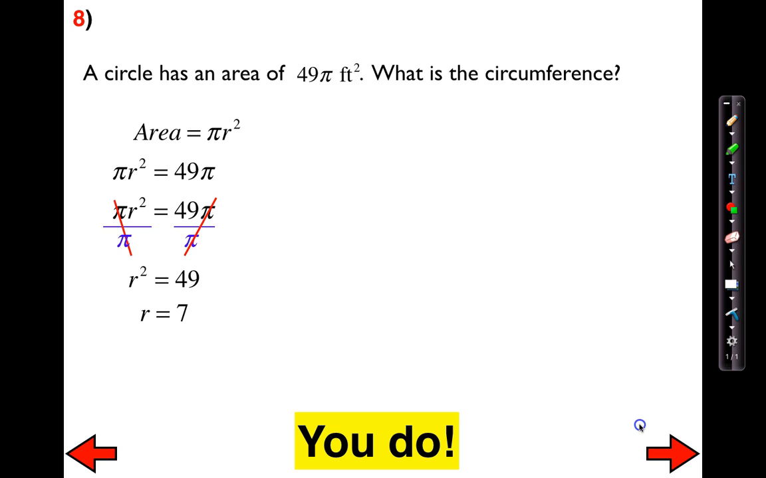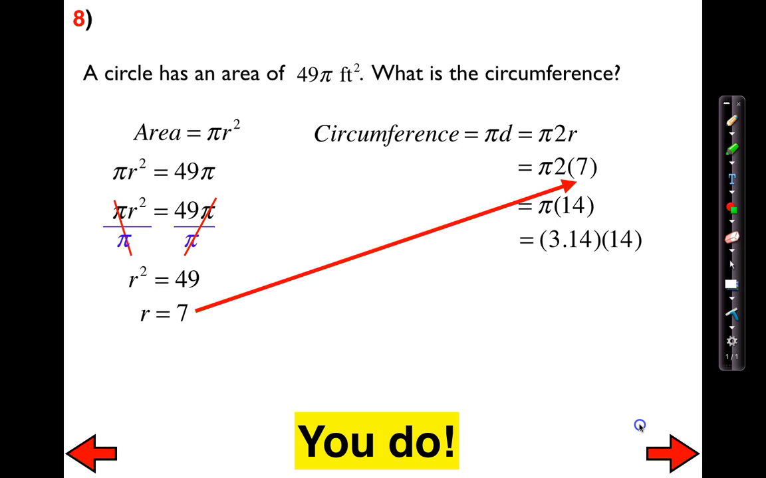The answer is 7. Now that I know the radius is 7, I could plug it into the formula for circumference. The circumference is either pi times the diameter or pi times 2r. Since here we have a radius, you can use the 2r instead of the pi d. So here we're going to do pi times 2 times 7, since the radius is 7, leaving us with 14 pi. But I want to estimate it, so I'm going to replace pi with 3.14, which should give you approximately 43.96 feet. So that is our answer.